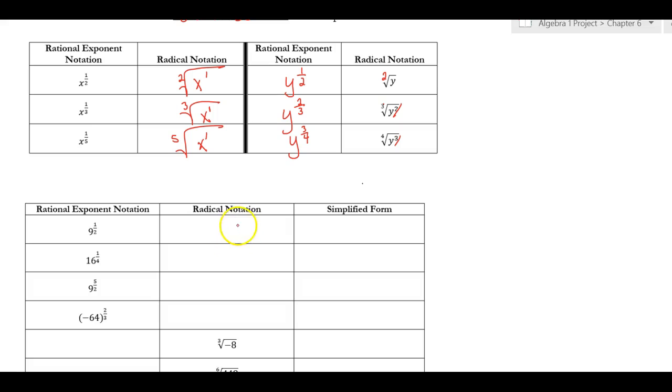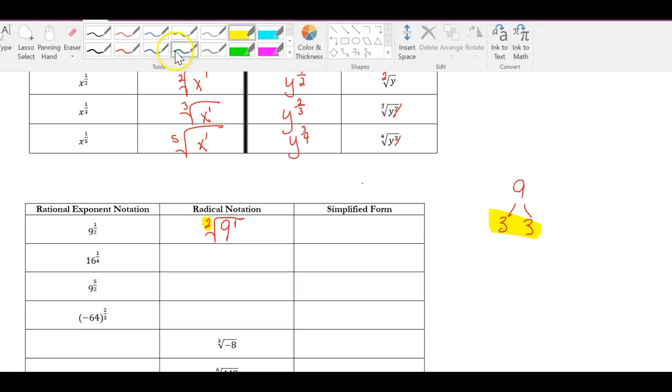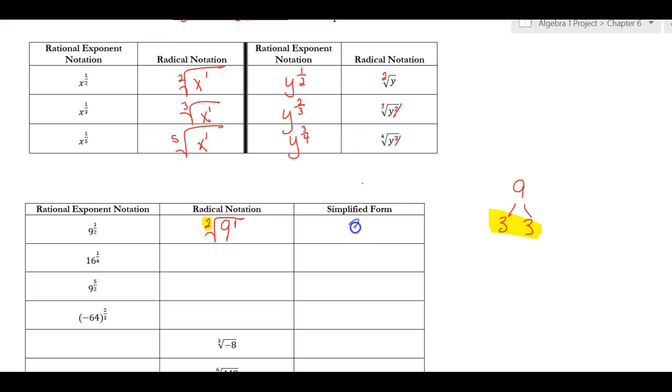Okay, so this is 9 to the 1, and it's the square root. Well, we need to figure out what 9 is. 9 is 3 times 3. In order to take something out, you have to have as many in the group as what the root is. Since I have to have 2 of them, I have two 3's. So the square root of 9 is 3. I have one group of 2, so I write one 3.